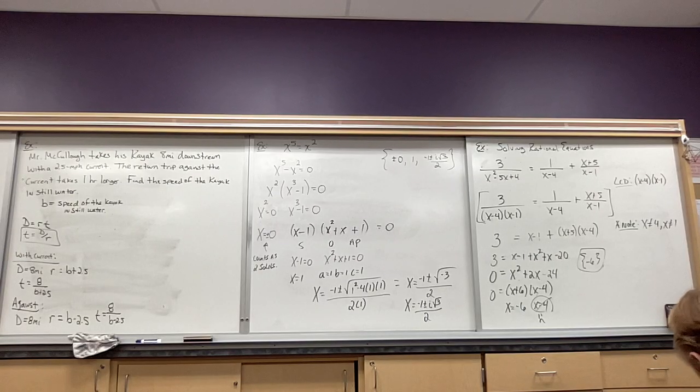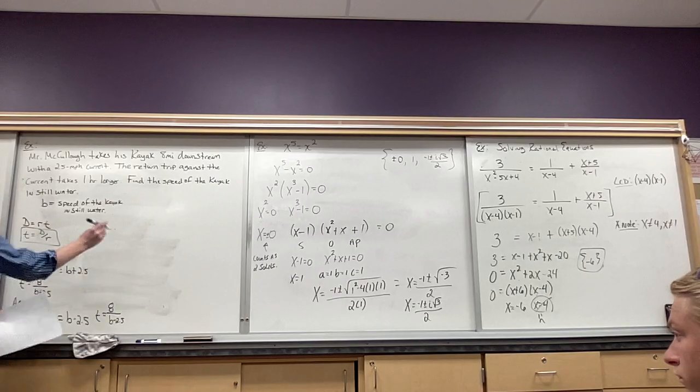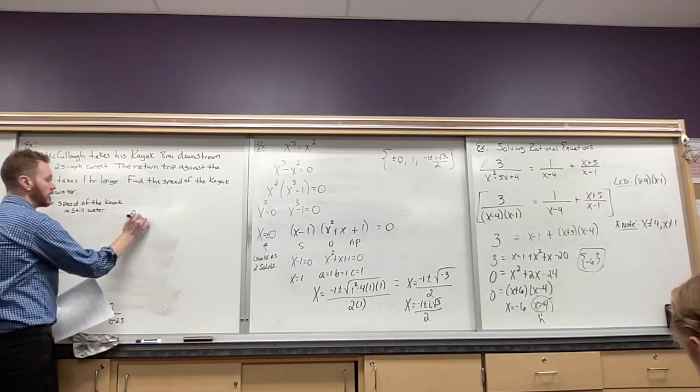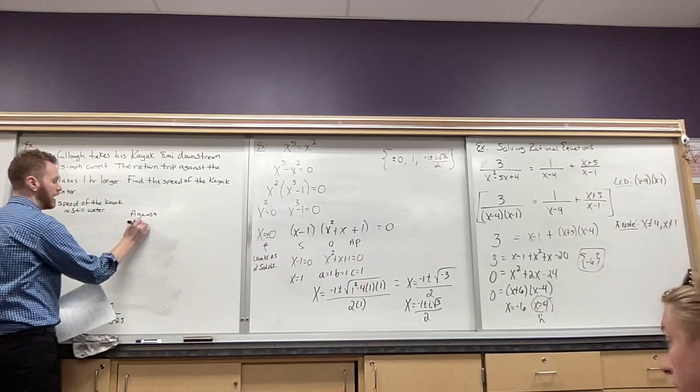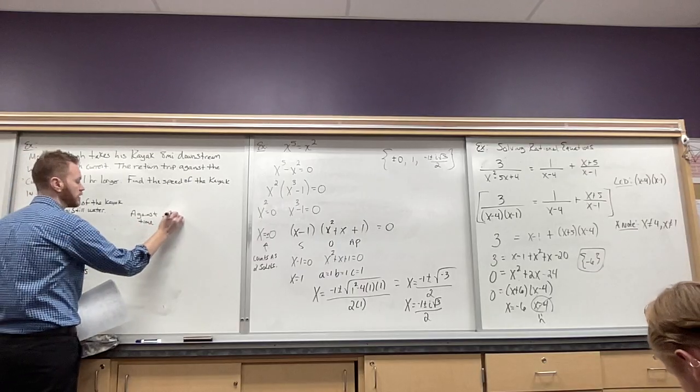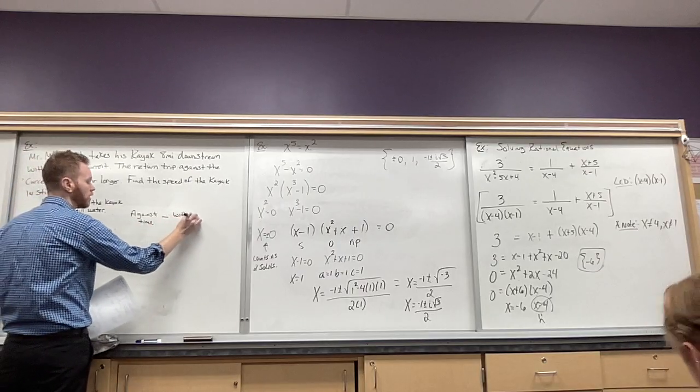Now here's the deal. It took me 1 hour longer to go back up, right? So if I take my time against the current and subtract the time with the current, it should equal 1 hour, because that's the extra time, okay? So that's the equation I'm going to set up. So I'm going to take the against time minus the with-the-current time.